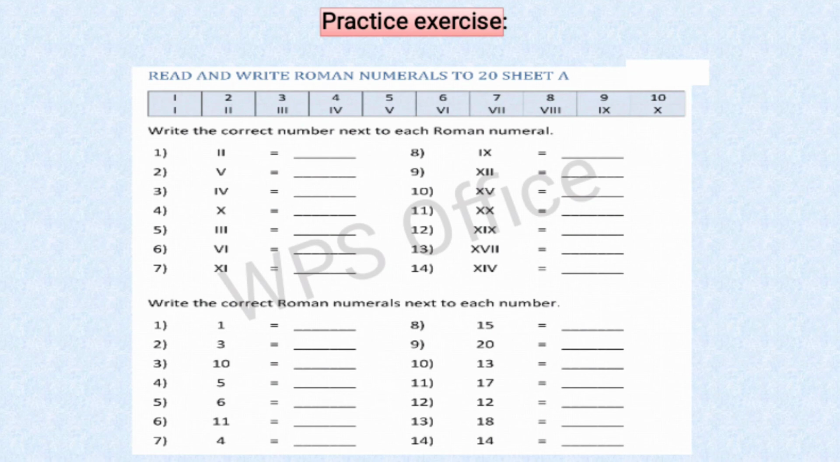Now what is the answer for fourth? That is X. X is equal to 10. Fifth, III. What will be the answer for III? Yes, the answer will be 3. Sixth, VI. If we have written IV, that is equal to 4, means 5 minus 1. And if we write I just as successor after V, it will be 5 plus 1, that is equal to 6. So what will be the answer for 7th? That is XI. Yes, 10 plus 1, that is equal to 11.